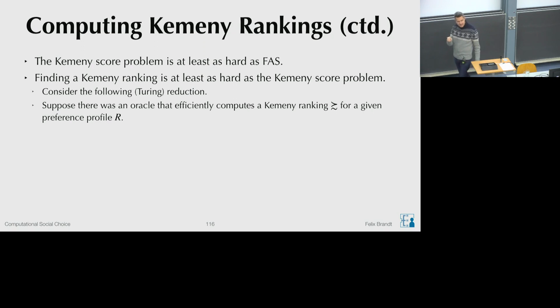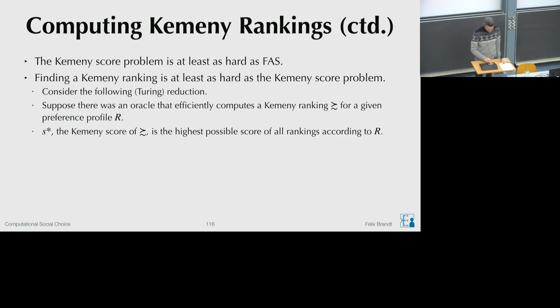And we also know that it's a Kemeny ranking, because this oracle is supposed to give us a Kemeny ranking for sure. That means we know that there is no other ranking which has a higher score, and all rankings that have a lower score are not Kemeny rankings. So this precisely gives us the threshold that we need in order to answer this score problem. Once we have a Kemeny ranking, we compute the score, and we know that every ranking that has the same score is also a Kemeny ranking. Every ranking that has a higher score is impossible, so there can be no such ranking. And every ranking that has a lower score is definitely no Kemeny ranking.